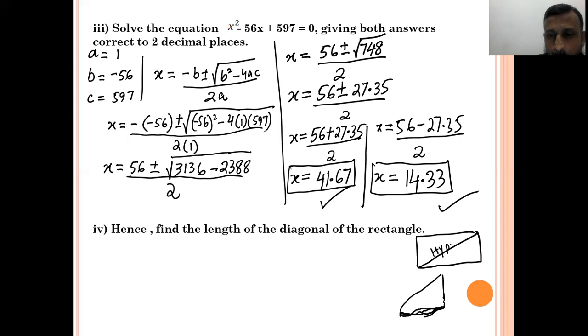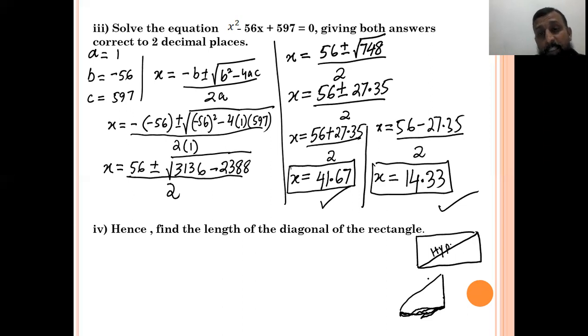Okay. Sorry, my pen isn't working here. So this is my triangle. Find the length of the diagonal. The diagonal is the hypotenuse in the triangle, the longest side which touches the opposite corners inside the rectangle.